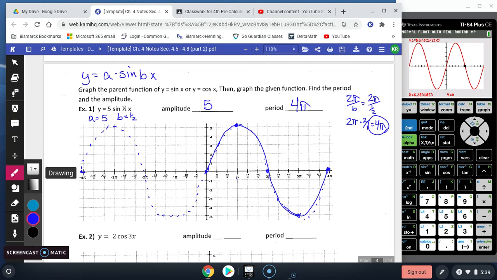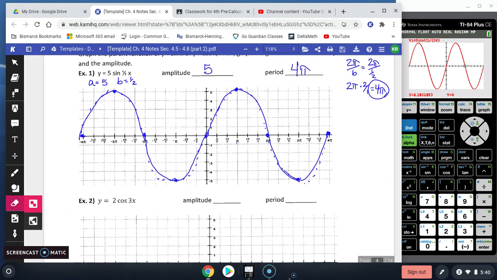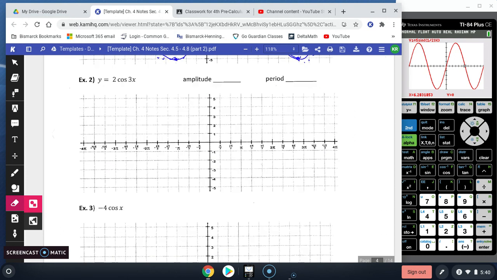I can go the other direction also. I can go to the left if you want to scroll, or you can find some of those points. High is +5, low is -5. And there's my curve. Again, period is 4 pi, so it takes a distance of 4 pi to be able to see that whole curve. Let's move on to this one.